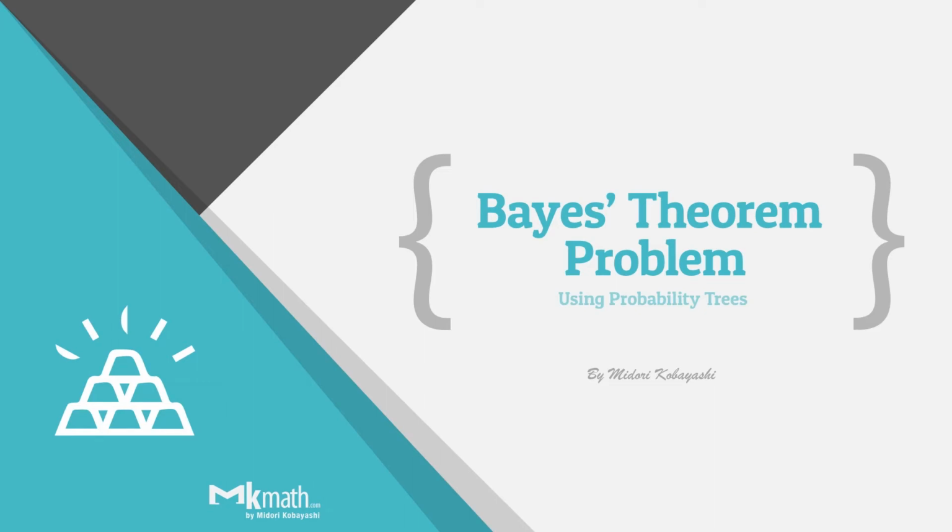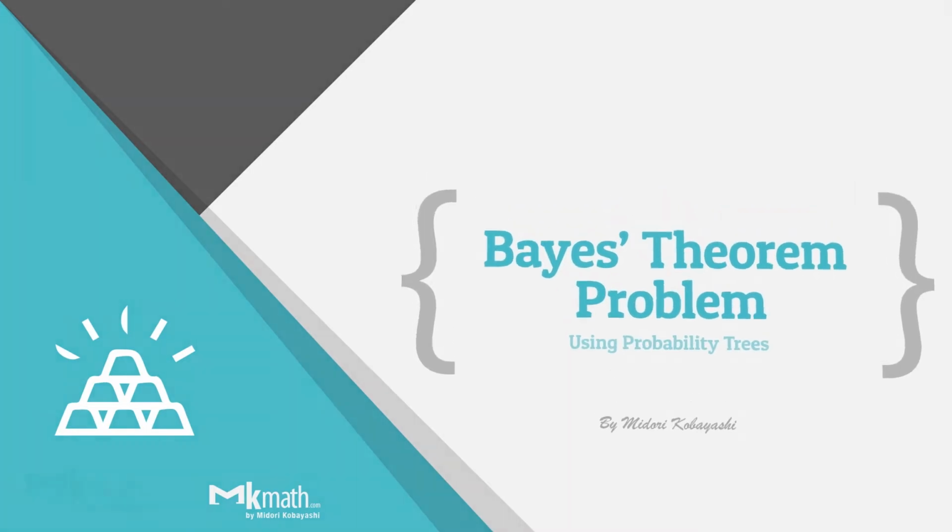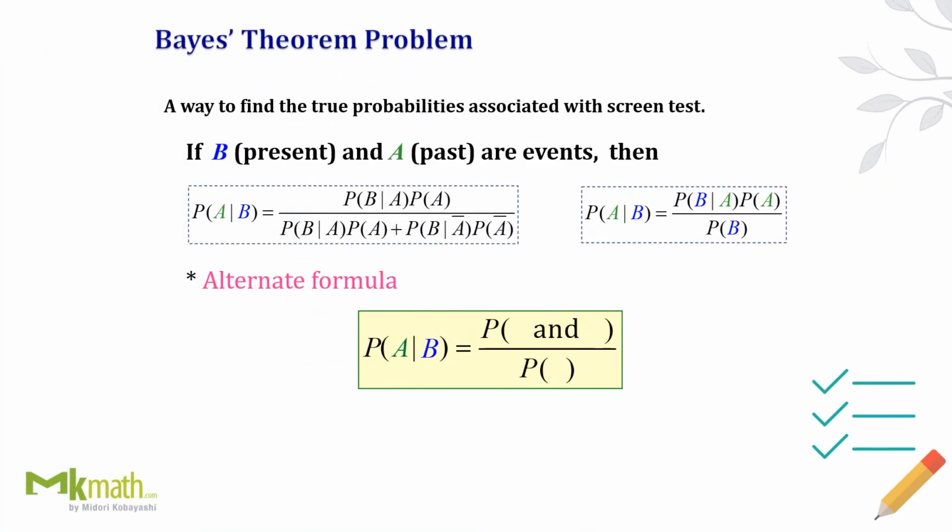In this video, I'd like to show an example of a Bayes' theorem problem using a probability tree. Bayes' theorem is a way to find true probabilities associated with screen tests, such as the probability of having a disease given a positive screen test result.